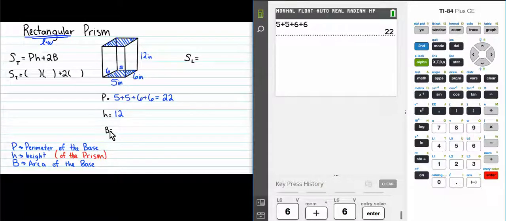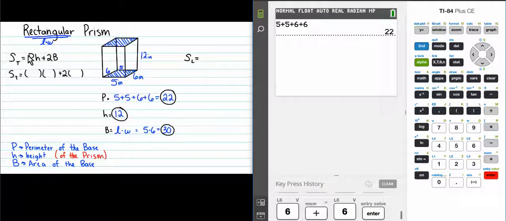Now what's my capital B? Some people think it's just one solid number, like 5 is the base. No, remember B stands for area of the base. We agreed on rectangular base, so what's the area of a rectangle? I'll use length times width, which turns out to be, what's length and width? 5 by 6. And that gives me 30. So basically, I found all the pieces I need.